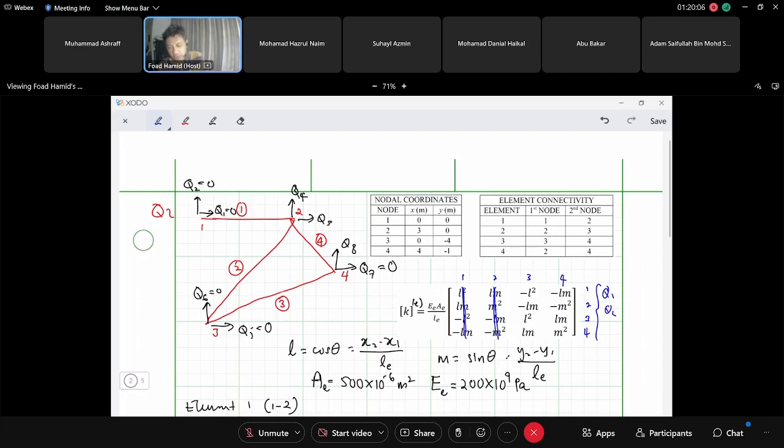The second column times Q2 will also be 0 because Q2 is 0. So column 1 and column 2 will not be needed for element 1. And the same thing, this row and this row will not be needed, because remember that we have 4 unknowns here, but 2 of them are already known. So we are left with only 2 unknowns. So what we need is only a 2 by 2 matrix.